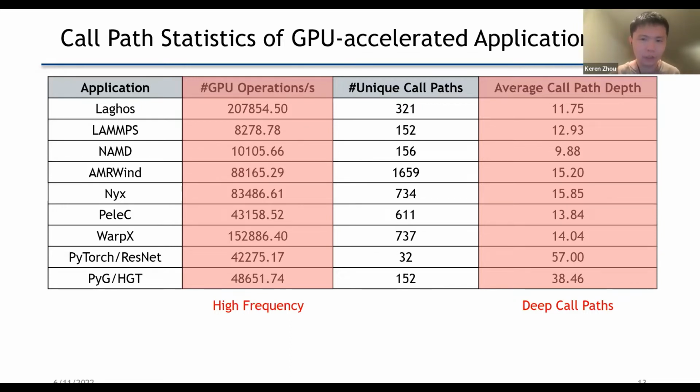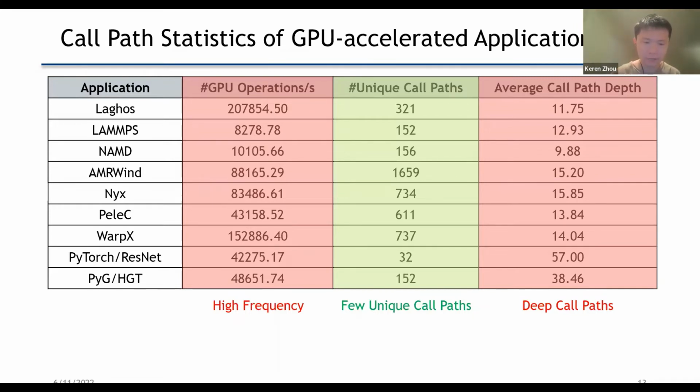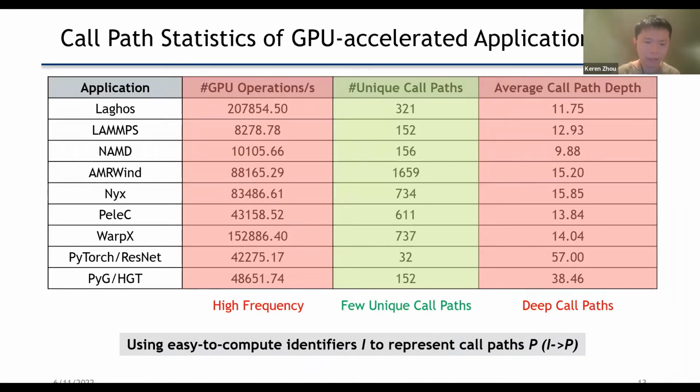However, we also found one unique property of these GPU accelerated applications. Among all the applications, their unique call paths could be relatively small compared to the number of GPU operations, which means that we can probably derive some identifiers for unique call paths and map each unique identifier to the call path, so that we can just get the call path by computing the identifier instead of walking the whole stack. So our idea is to use easy-to-compute identifiers to represent call paths.